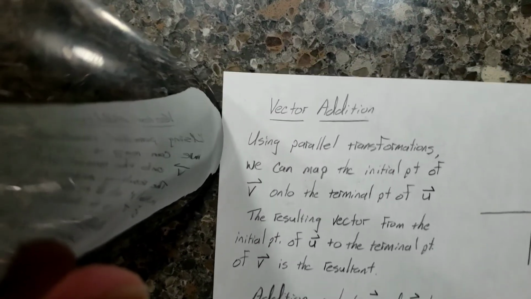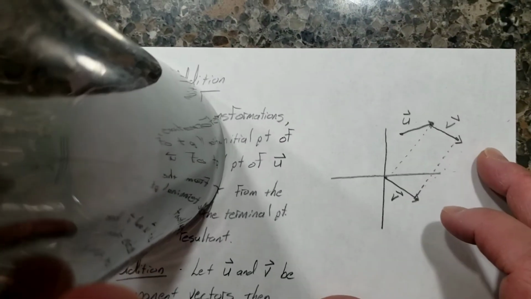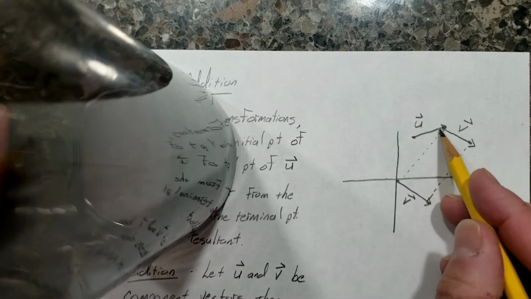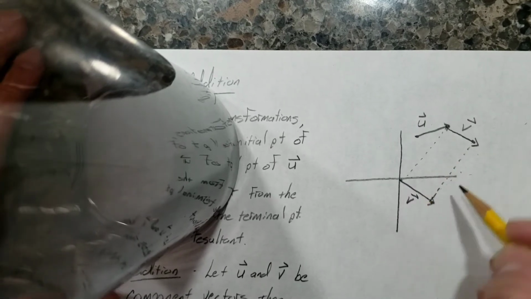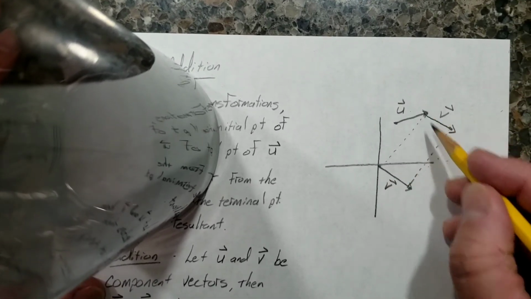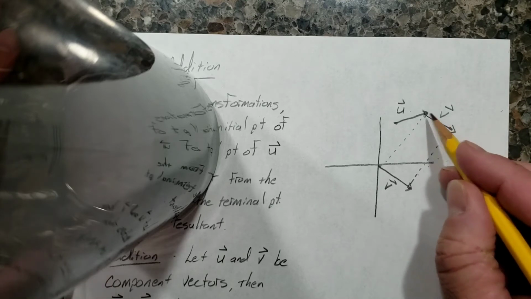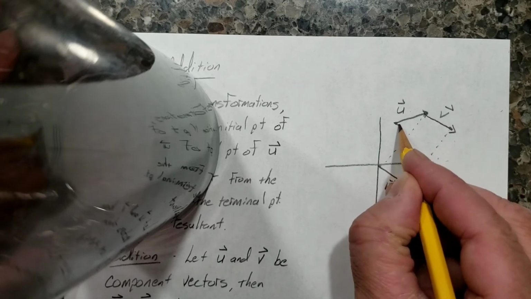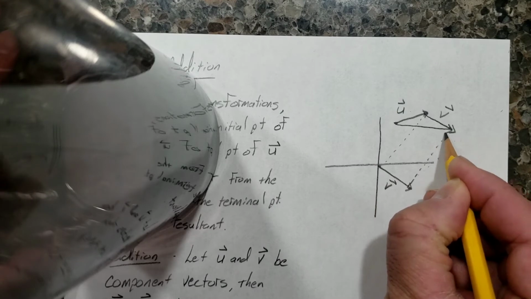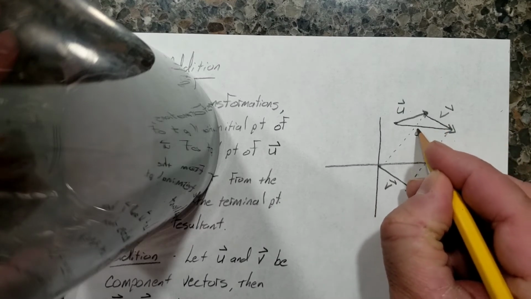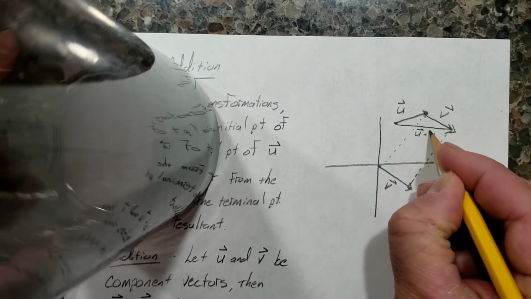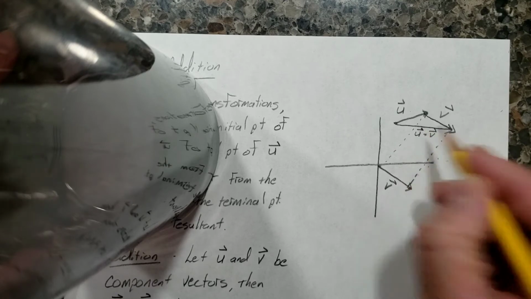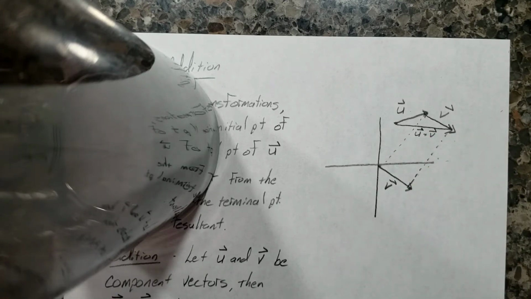Now what does that look like? I'm going to move this over here a little. Here I have vector u and vector v. Now the parallel transformation brings u up to here to connect, and this vector right here is u plus v. Okay? That's how that works. That's what we're talking about.